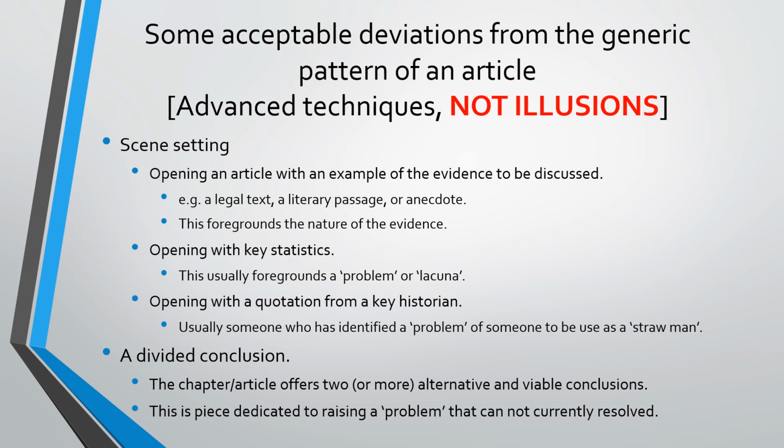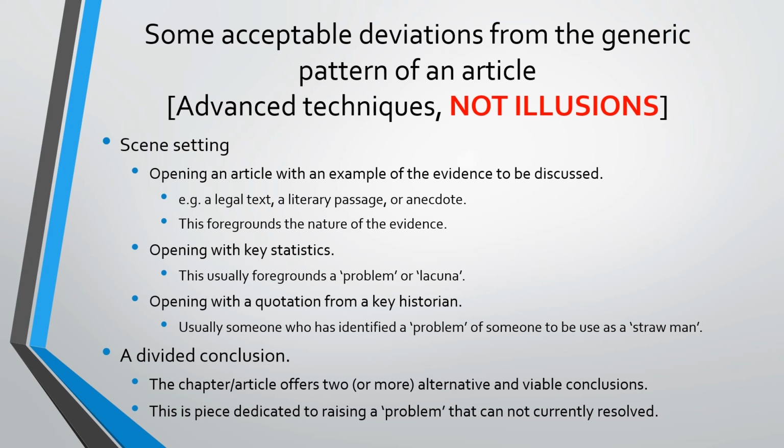Lastly, you might open with a quotation from a key historian. This tends to be done where you want to formulate a problem essay, so an argument where a historian has indicated that there's a problem we've not yet solved, and this essay will solve it. Or you might start with a quote from a historian if you're going to build a straw man argument. You know, 100 years ago, a historian said this, and of course it's no longer true.